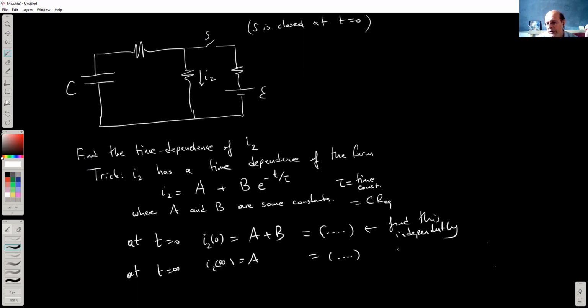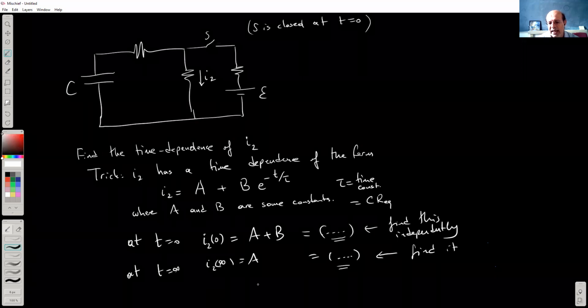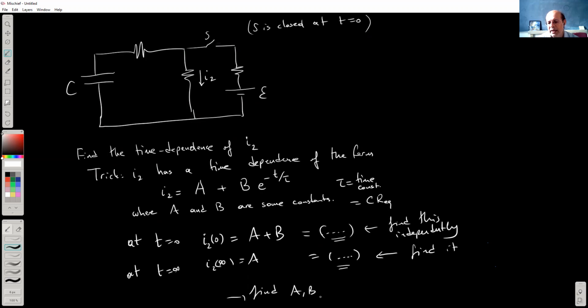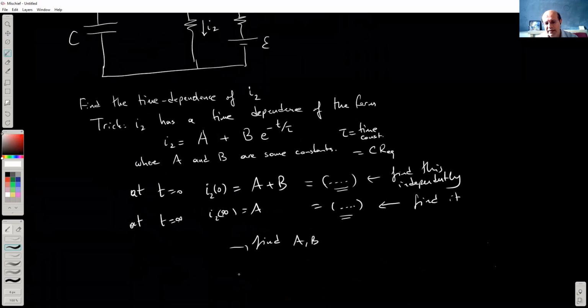And you can also compute the current at t equals infinity, right? And so as a result, by using the values of the current at time t equals 0 and time t equals infinity, you can then find these two constants, A and B. So therefore, you can find what A and B are, and after that, you're going to find the value of the current.